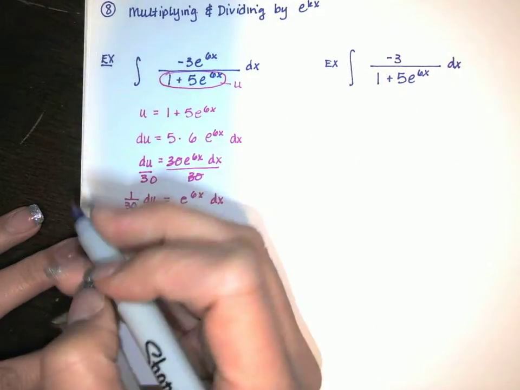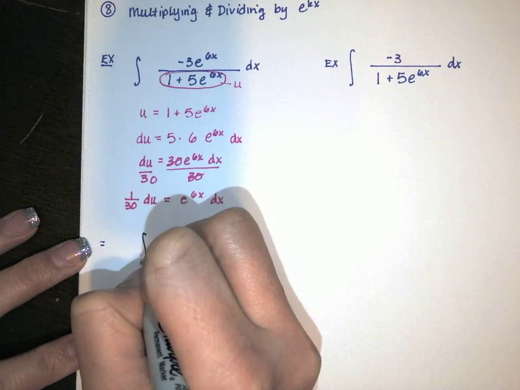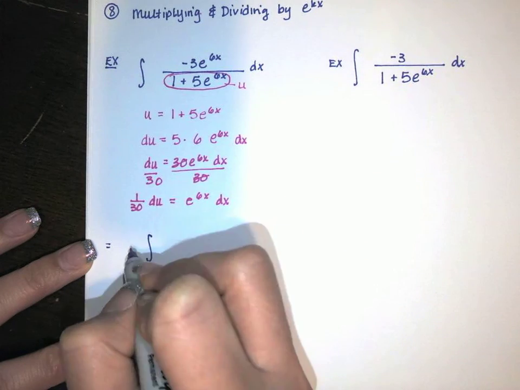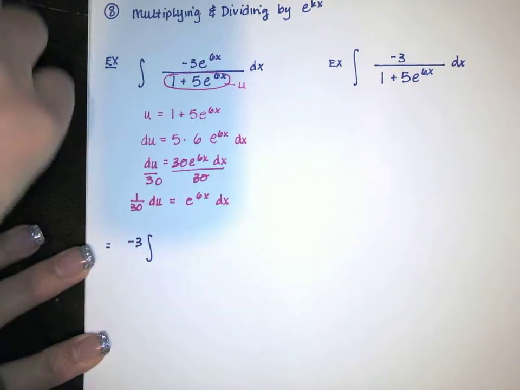So now I'm going to rewrite my integral. I have the integral of something. This negative 3 is a constant. I'm going to factor that out.